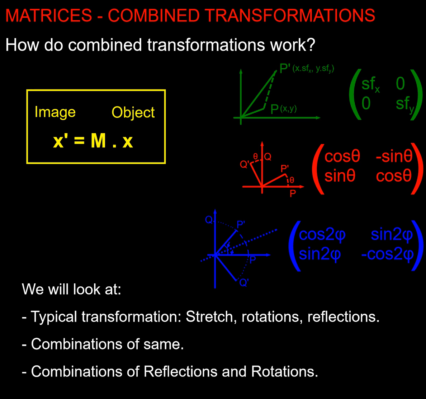A while back I made a video on combined transformations, and they were the basic transformations. This is a more advanced set of videos on it. So we're going to take our three generalized stretch, rotation and reflection matrices, and we're going to apply them in a combined way. In the first video we're going to look at what happens if I apply two of the same type of transformation, and then in the second video we're going to look at what happens if I apply combinations of reflections and rotations.